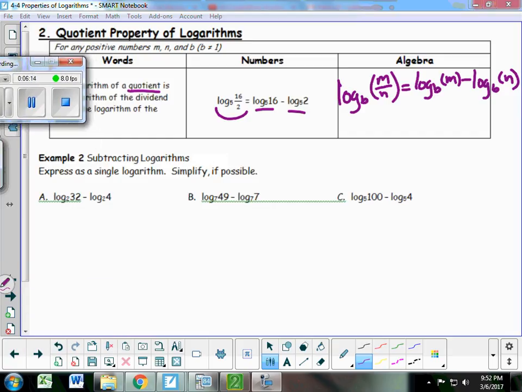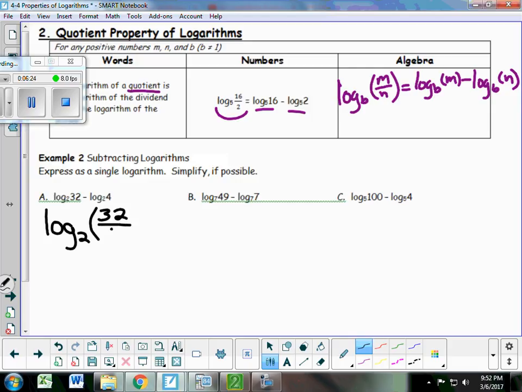Let's try some of these. So this first one, since they both are log base 2, we can combine these into one single logarithm, and it's going to be 32 divided by 4. Well, 32 divided by 4 is 8.